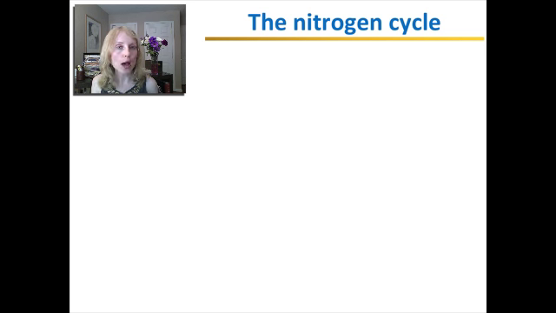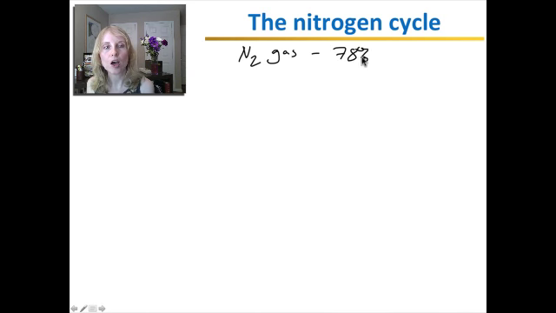So first, do you know how nitrogen exists in the atmosphere? Well, it's present as nitrogen gas. And this makes up 78% of the atmosphere. It's the most abundant gas in the air that you breathe. Now, what do we need nitrogen for? Why do living organisms need it?